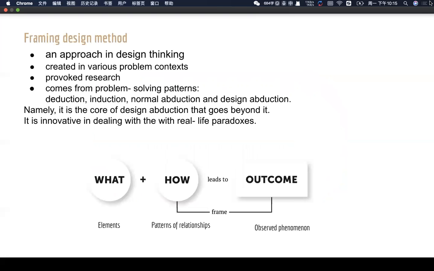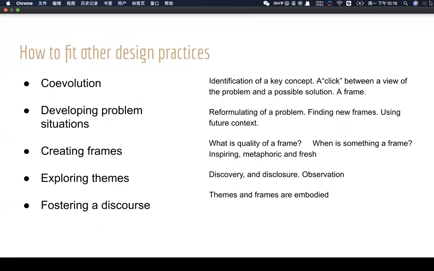So to put it briefly, framing design method is an approach in design thinking that was created in various problem contexts and provoked deep research. Originally, it comes from problem-solving patterns, deduction, induction, normal abduction, and design abduction covered above. Namely, it is the core of design abduction that goes beyond it. It is innovative in dealing with the real-life paradoxes. The next slide, how to fit other design practices.